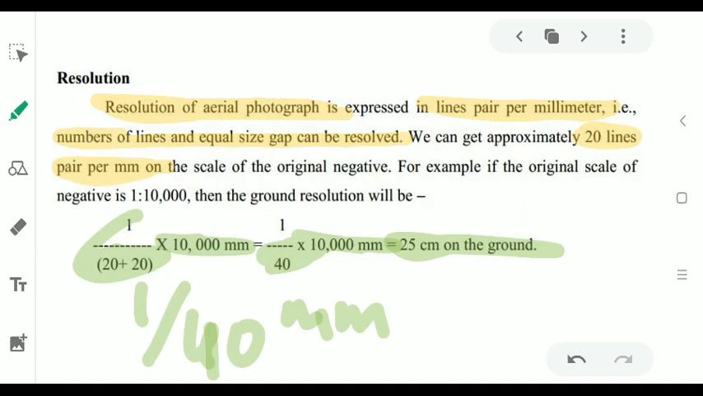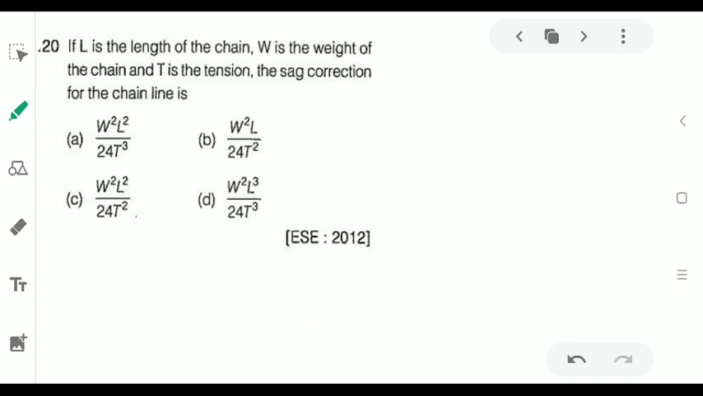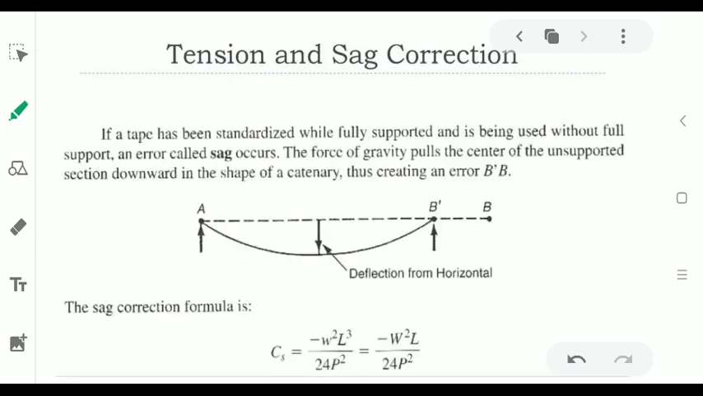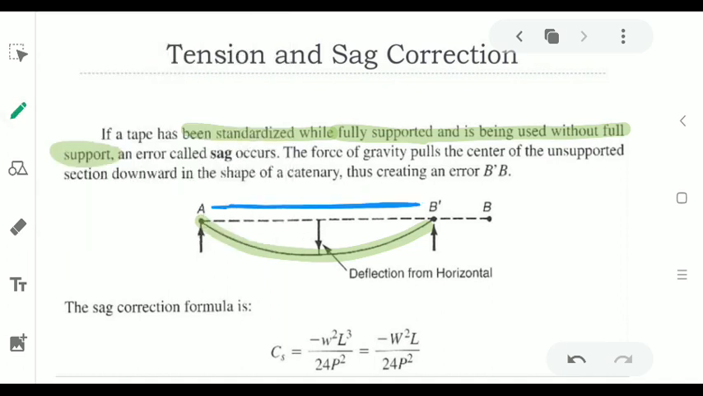Moving on to the last question of this video, question number 20. If L is the length of the chain and W is the weight of the chain and T is the tension, the sag correction for the chain line is. So sag correction जो होता है, if a tape has been standardized while fully supported and is being used without full support, तो जो आपका chain होगा that will take a shape of catenary. So sag आएगा इसमें, जिसकी वजह से हमें correction apply करना पड़ेगा. We will be measuring a larger distance but in actual the distance will be this much only. So the correction will be negative.